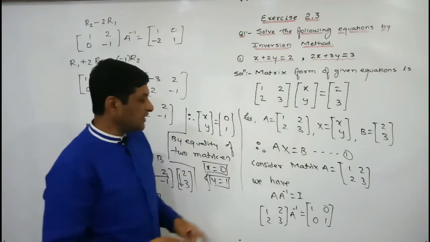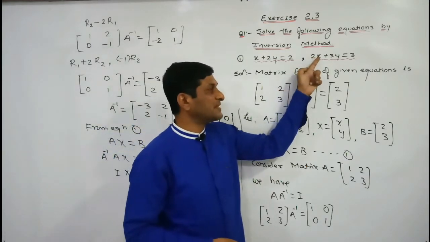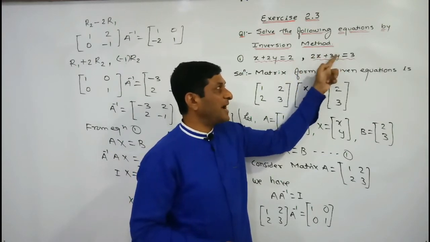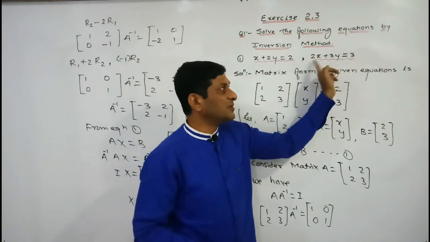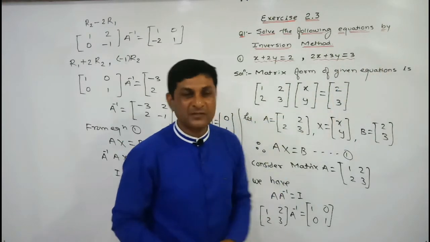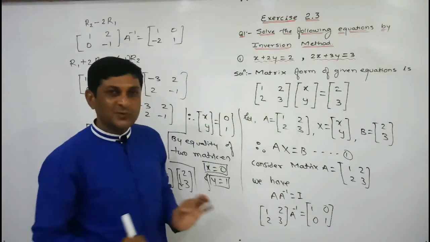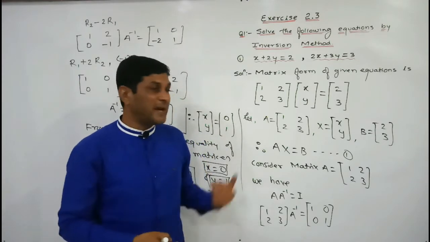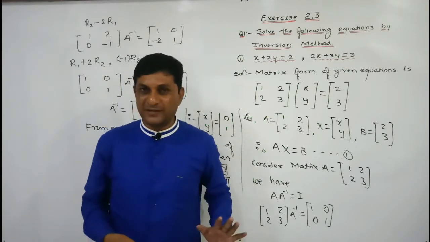Let us check whether the second equation is satisfied or not. Replace x by 0 and y by 1. So this term will become 0 and y, 1 into 3 is 3. Yes, 0 plus 3 is 3, which means both the equations are satisfied by these values. So we can say that the values which we have got by applying the inversion method are right.